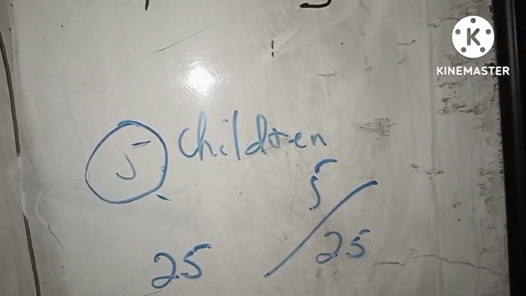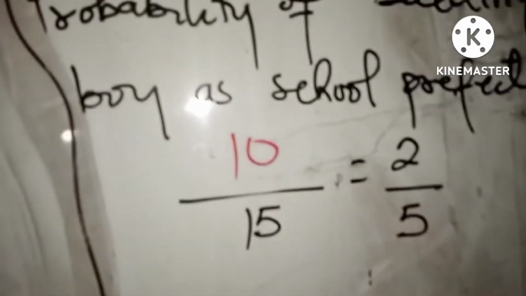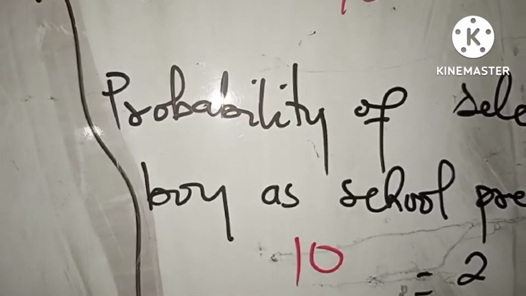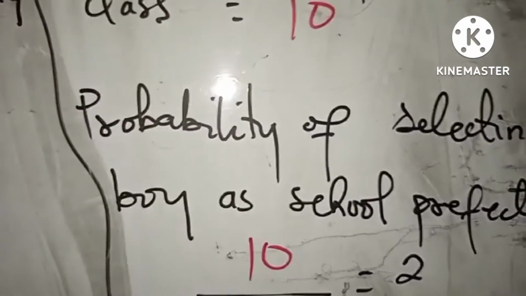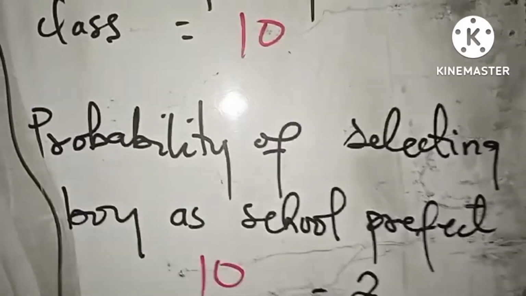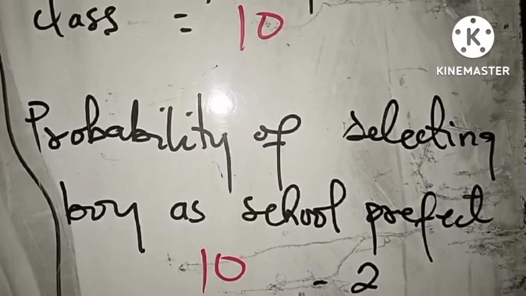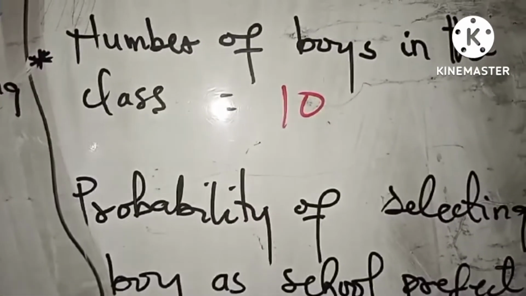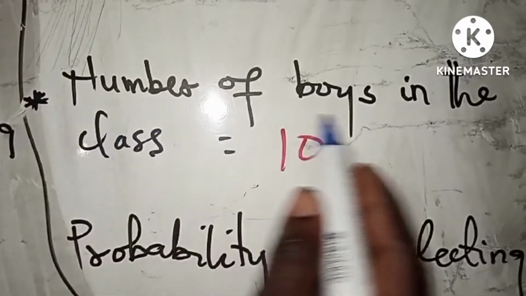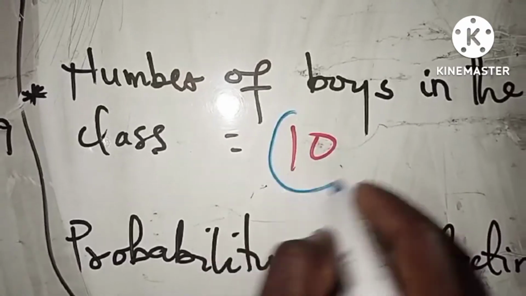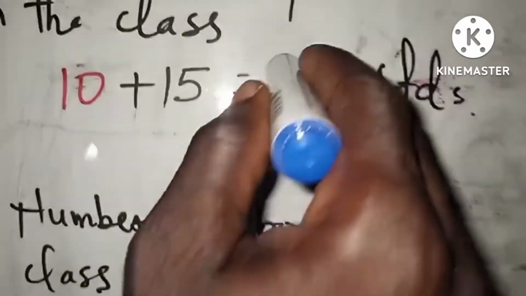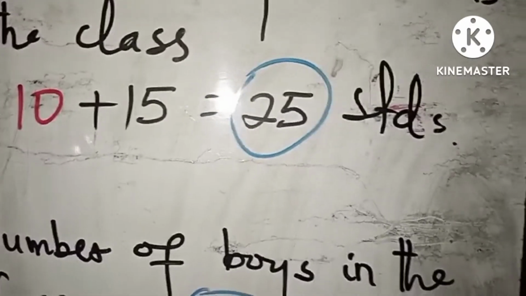So bringing that idea to this point here, we want to find the probability of selecting a boy to be the school prefect in that class, right? So the chance of selecting a boy to be a school prefect in that class, you need to know the total number of boys in the class. So the number of boys in that class is 10, which we all know. So how many students are in the class? In all, we have 25 students in the class, right?